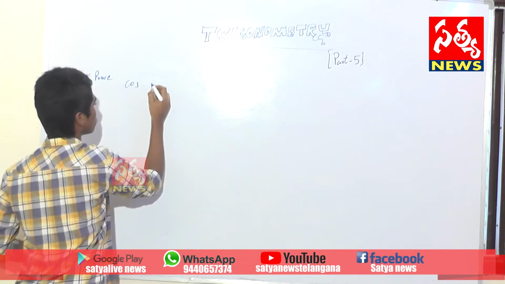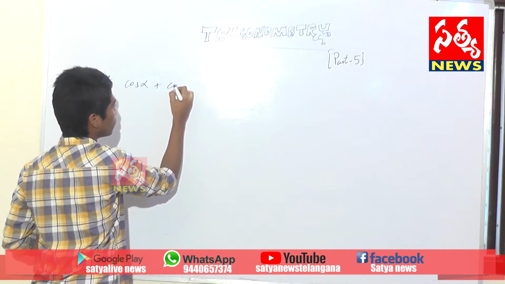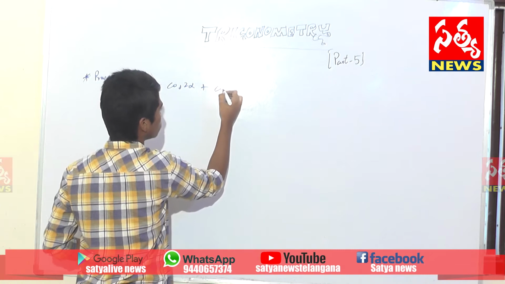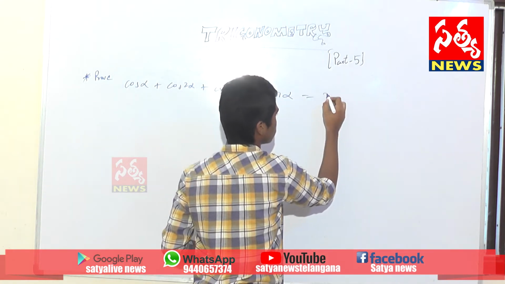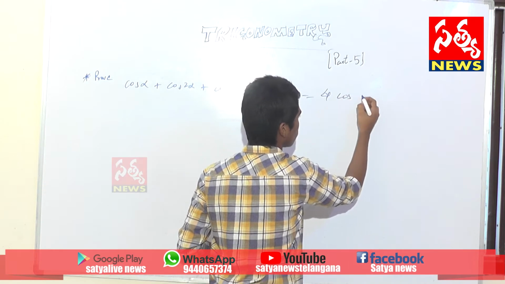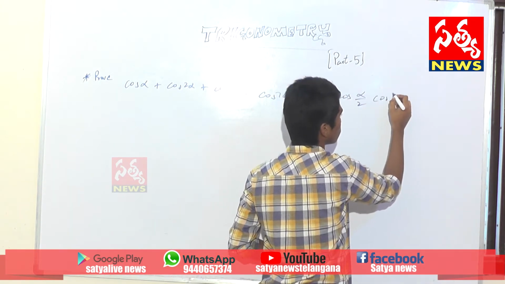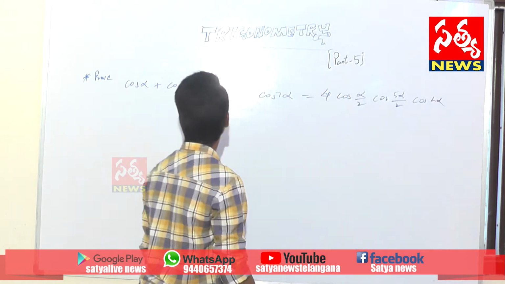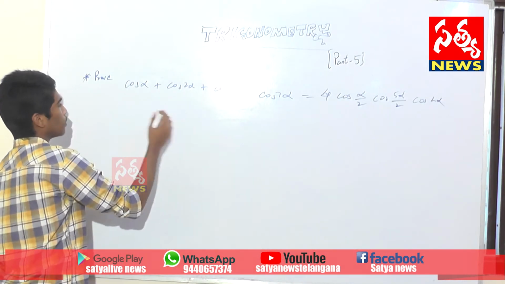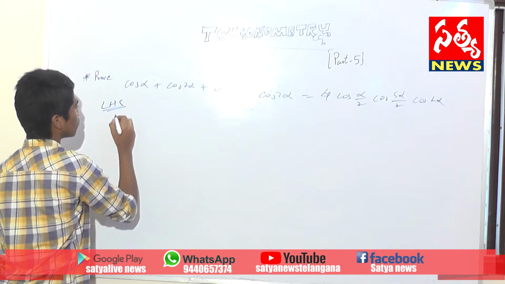Prove cos alpha plus cos 2 alpha plus cos 6 alpha plus cos 7 alpha is equal to 4 cos alpha by 2 cos 5 alpha by 2 cos 4 alpha. Let's take the LHS.